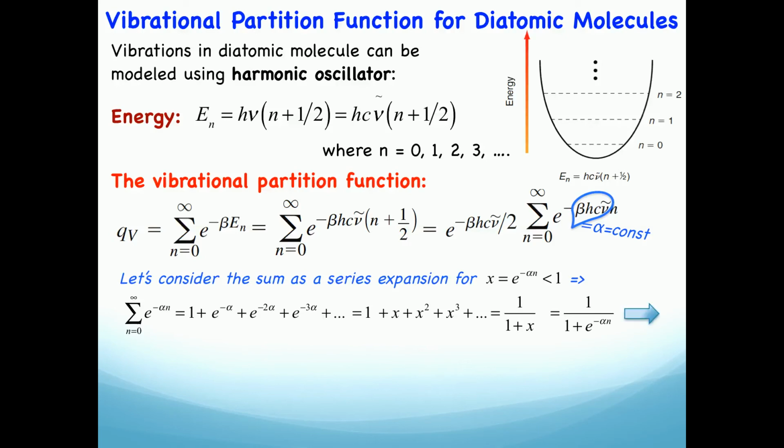And don't forget, I still have this term in front. I can return, instead of alpha, I will put back this beta hc. So my final result would be this guy, which comes from this term in front of the sum, because this was just working with the sum, but I still have this term. So e to the minus beta h nu over 2, right? And then the sum goes to 1 over 1 minus exponent in the power minus beta hc nu. Okay?